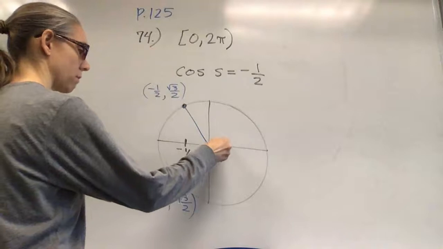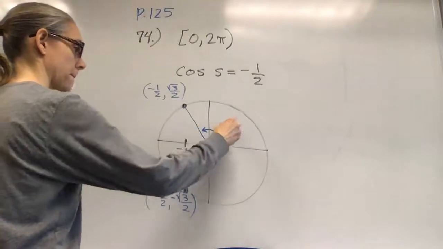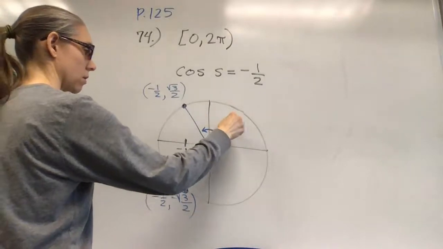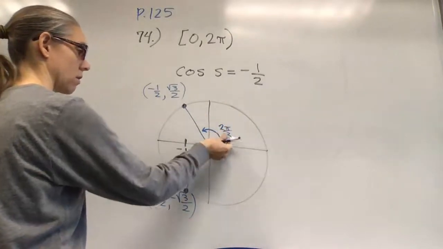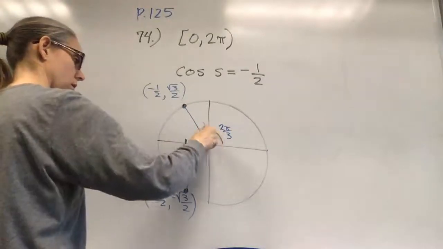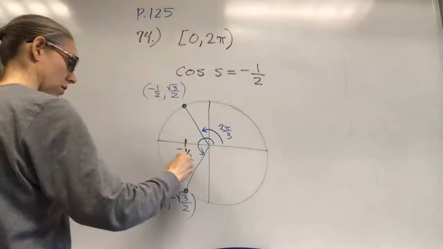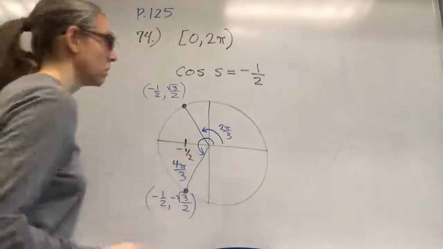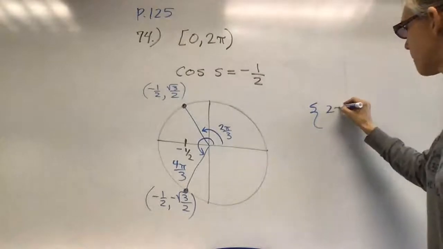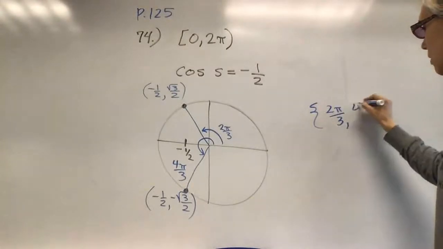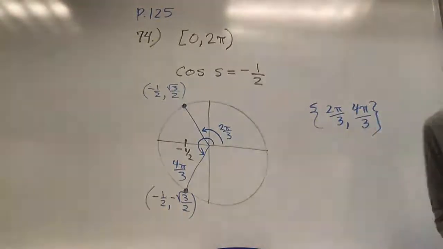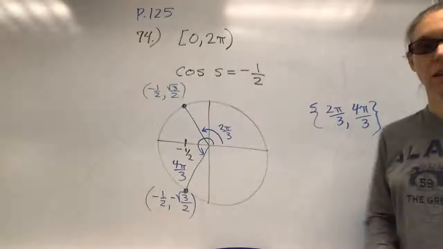This angle, 1/3, 2/3, is 2 pi thirds. 1/3, 2/3, 3/3, 4/3. So the second angle is 4 pi thirds. So that means that s, the solution set for s, is 2 pi thirds and 4 pi thirds. So there you go. And that's the end of that.